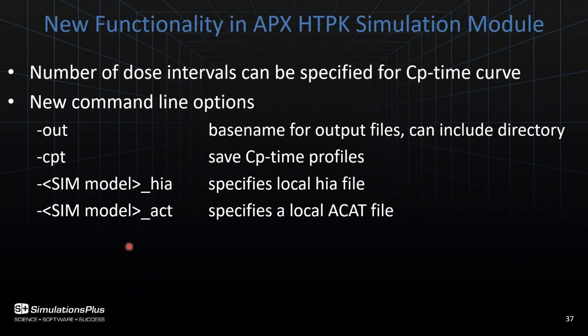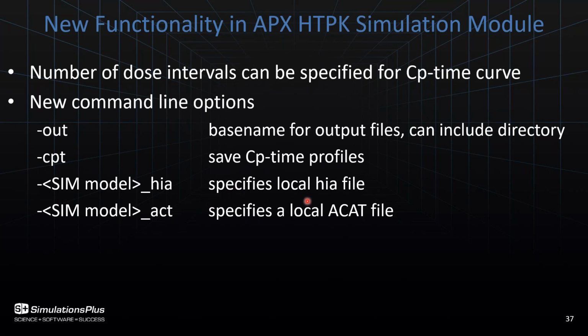You can also use this on the command line and then import this into other tools. The number of dose intervals can be specified on the Cp time curve. We have new command line options, such as the base name for the output files, and where to save the Cp time profiles. So in ADMET Predictor 10, when you run on the command line, you can also output Cp time curves and then import that data into a graphing program to visualize the Cp time curves.